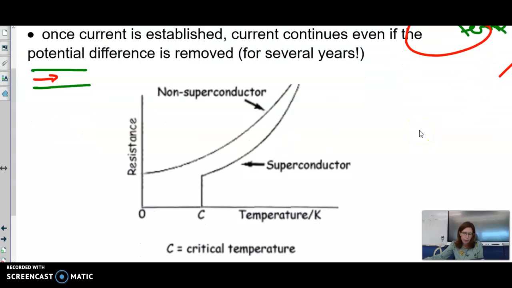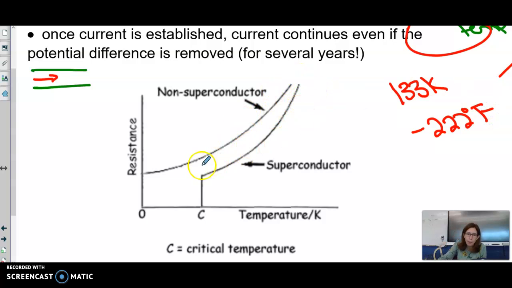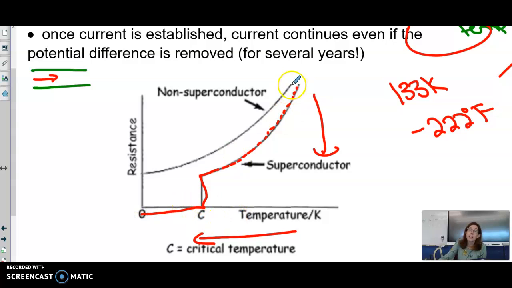Right now, one of the highest temperatures we can get to for superconductivity is about 103 Kelvin. That's negative 220 degrees Fahrenheit. So we're talking really, really low. But this graph shows what happens for a superconductor versus a non-superconductor. As the temperature goes down, the resistance is going down. That's why the graph goes this way. And it actually goes to 0 below this certain temperature, whereas non-superconductors will maintain some level of resistance.